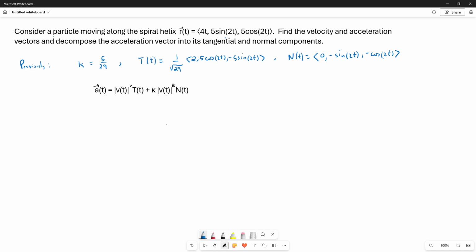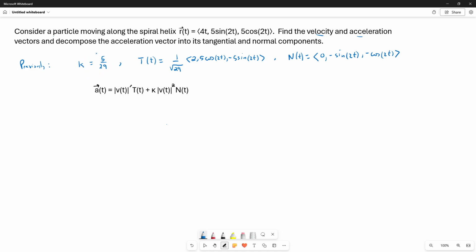Consider a particle moving along the spiral helix r of t equals 4t, 5 sine 2t, 5 cosine 2t, and find the velocity and acceleration vectors and decompose the acceleration into its tangential and normal components. So we've previously studied this spiral helix and we found that the curvature is constant.